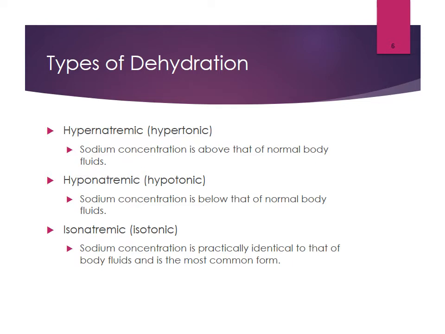When we talk about hyponatremic, sodium concentration is below that of a normal body fluid. So it results in a concentration of sodium less than 135 milliequivalents per liter. Some of these causes may be renal losses, such as diuretics, hyperglycemia, nephritis, adrenal insufficiency, vomiting, diarrhea, third spacing, burns, tube drainage, SIADH, nephrosis, electrolyte-free solutions during illness.